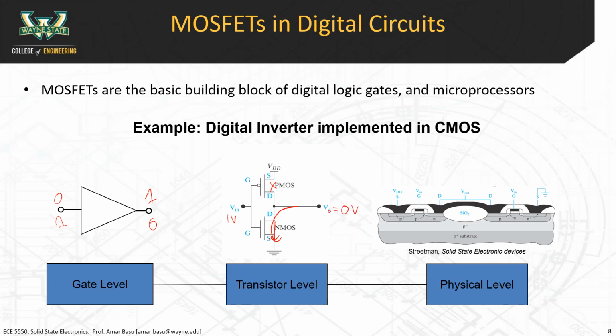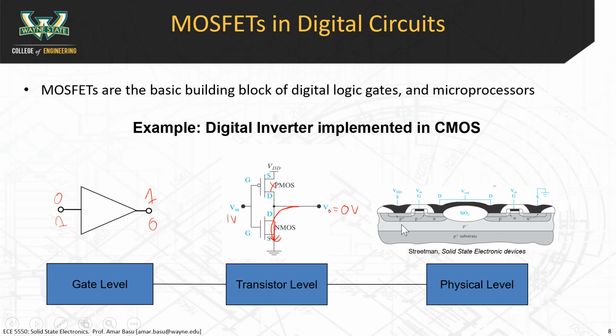If you do the opposite, if you apply a low input voltage, let's say you apply 0 volts at the input, then the NMOS device is going to be off, and the PMOS device is going to be on, and you're going to be electrically connected to VDD at the output. Right? So then your output voltage is going to be high.